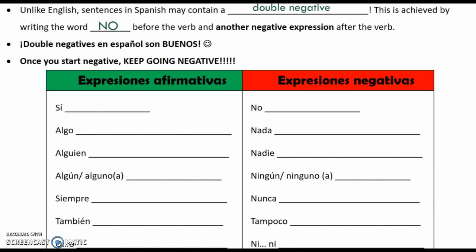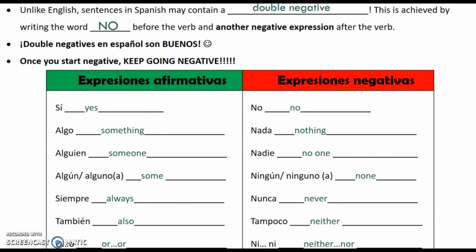So hopefully some of these automatically you know. Take a moment to look and see what you recognize. Y pueden ver también que estas palabras, estas expresiones son opuestos. Sí es el opuesto de no, algo es el opuesto de nada, etc. Ahora pueden ver la lista.